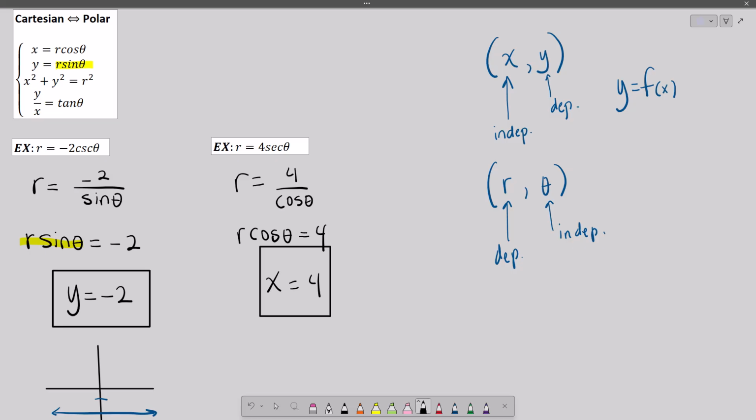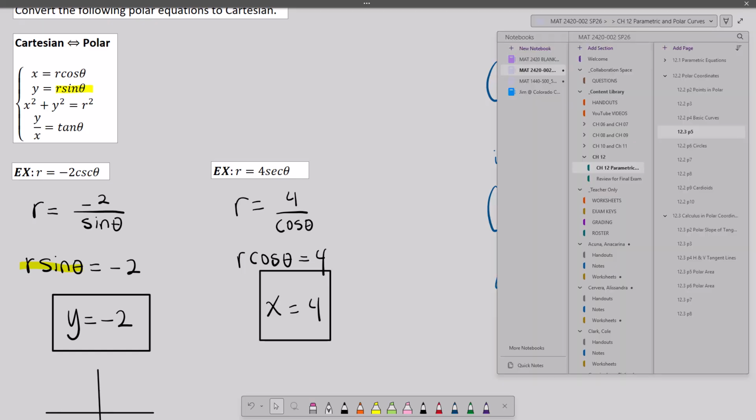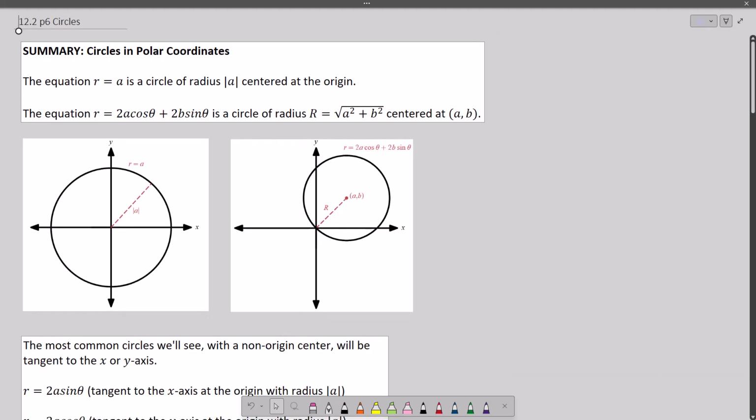So those equations can be used to convert a point in one of the coordinate systems to a point in the other, or they can be used to convert an equation in one of the coordinate systems to an equation in the other. So it can go both ways, points or equations. So let's take a look at circles. We just talked about a circle centered at the origin. That's got the simplest equation, just r equals a, or negative a. a can be negative. You'll get a circle of radius a centered at the origin. If you want a shifted circle, then the equation looks a little different.